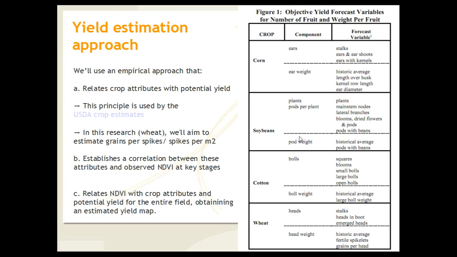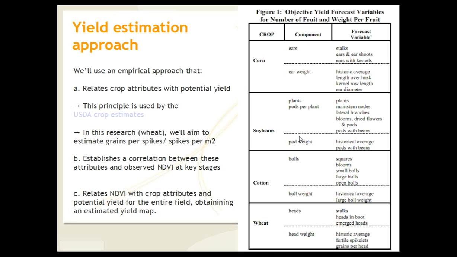We use an empirical approach that is based on these concepts. First, it relates crop attributes with potential yields. So let's say this is extracted from a document from USDA, how they calculate crop estimates.